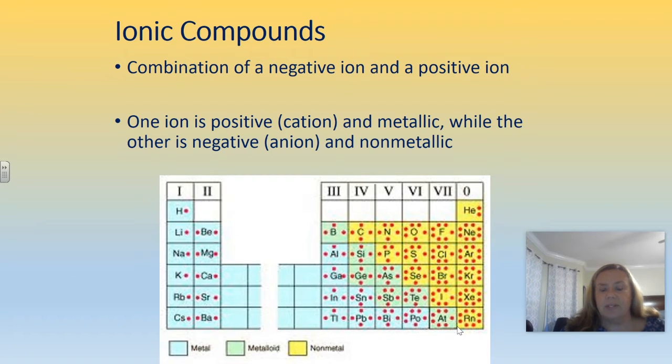Notice the representative elements are the only ones showing right now. That doesn't mean transition metals can't be part of a compound. They certainly can. The nonmetals then are in the yellow, and they make the negative ions, or anions. Those anions like to bond with the cations, and they are able to form an attraction.